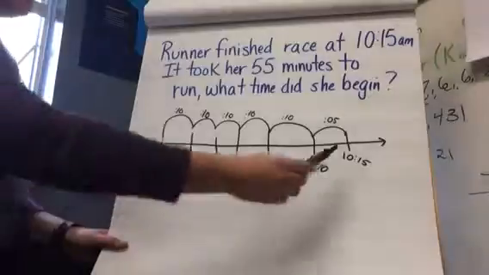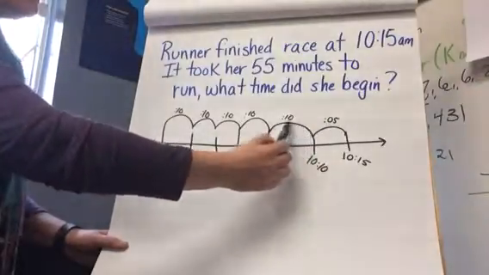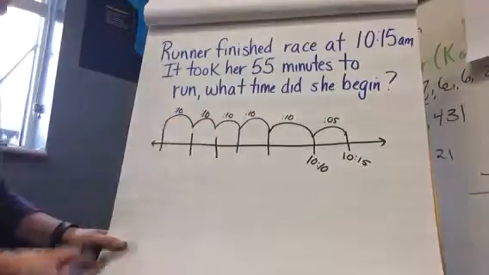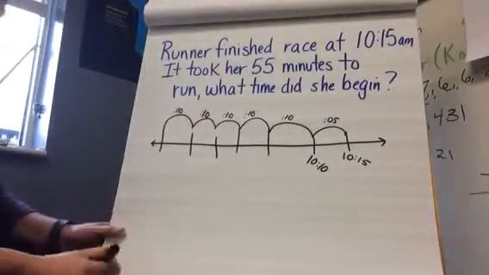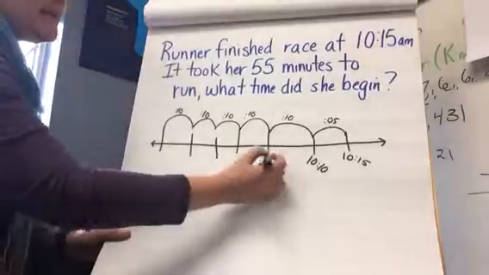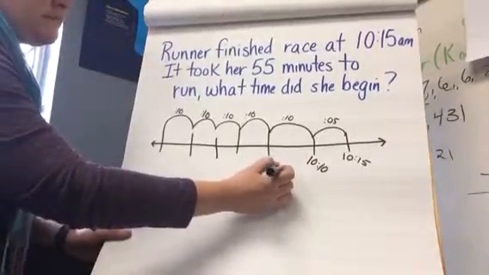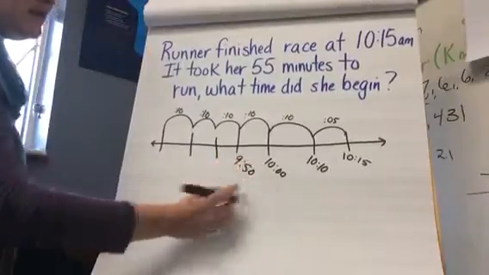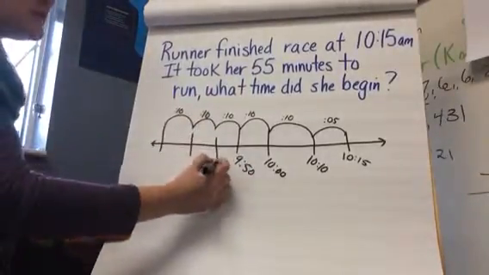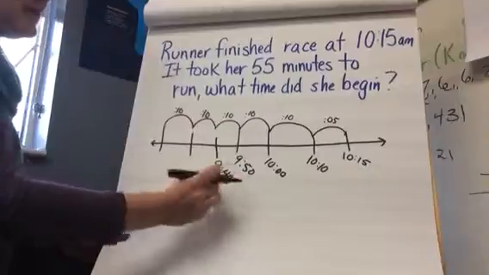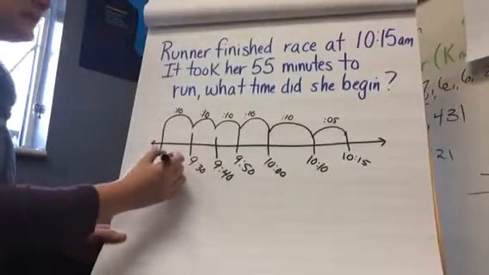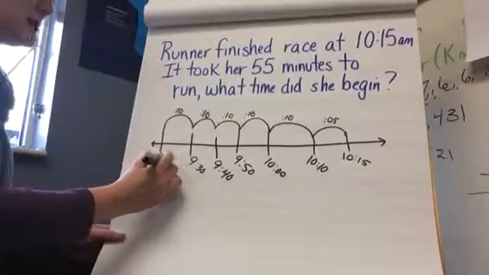So I've made my jumps. I jumped 5 minutes, 10, 20, 30, 40, 50. So I've moved back 55 minutes. I now need to subtract. 10:10 minus 10 minutes would be 10 o'clock. 10 o'clock minus 10 minutes would be 9:50. 9:50 minus 10 minutes would be 9:40. 9:40 minus 10 minutes would be 9:30. 9:30 minus 10 minutes would be 9:20.